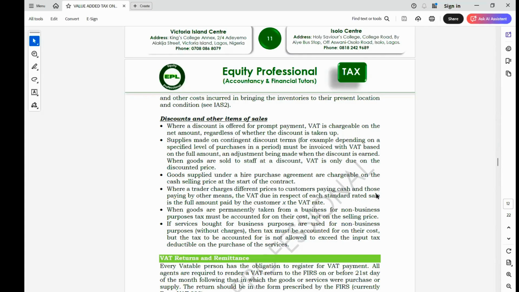So where you are charging different prices for those paying in cash and those buying on credit, VAT is charged on what? On how much each of the customers is paying.